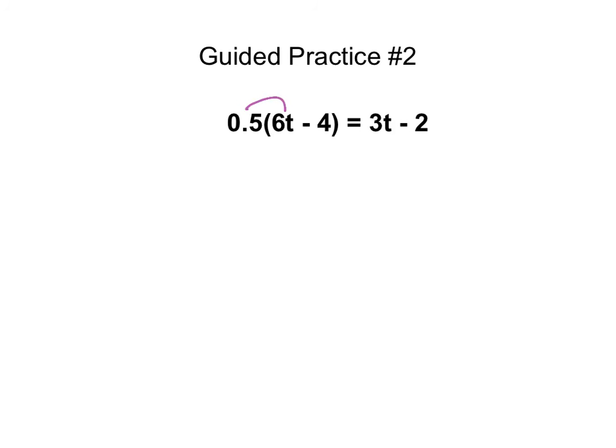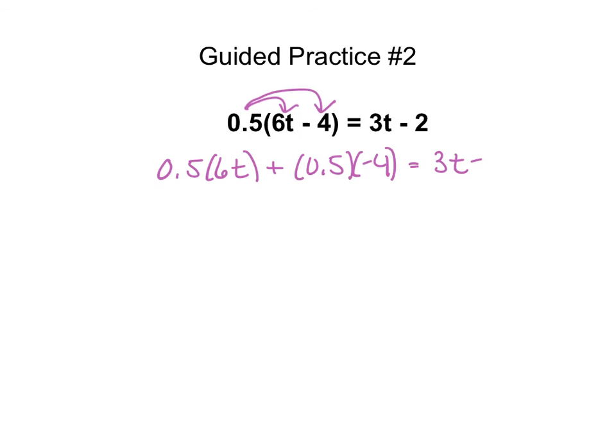And in this one, we're going to distribute a 5/10 to 6t and to negative 4. So I'm going to have 0.5 times 6t plus 0.5 times negative 4 equal to 3t minus 2. And when I clean it up, 0.5 times 6t would be 3t, and 0.5 times negative 4 would be minus 2 is equal to 3t minus 2. And because the left side matches the right side, this one is going to have infinite solutions.